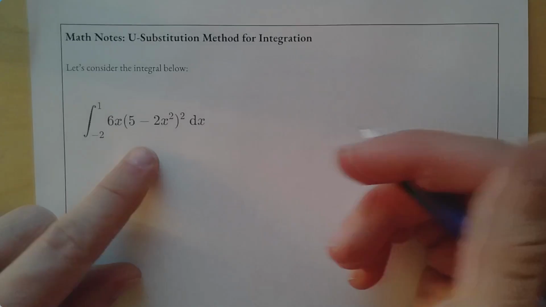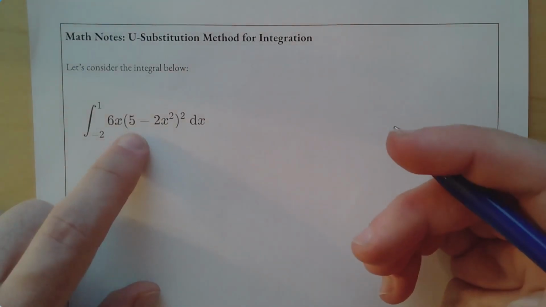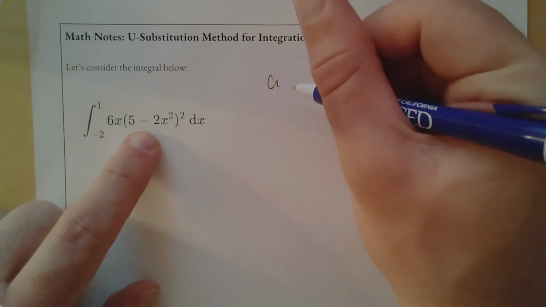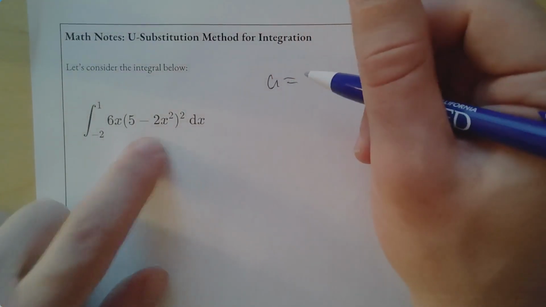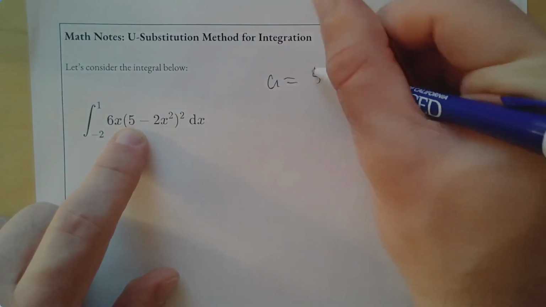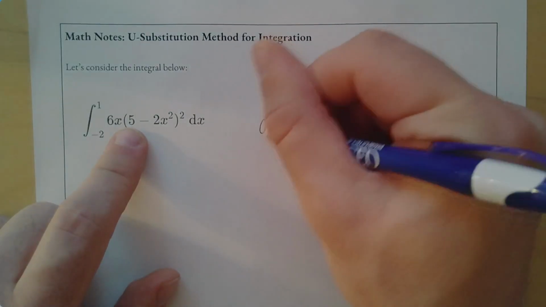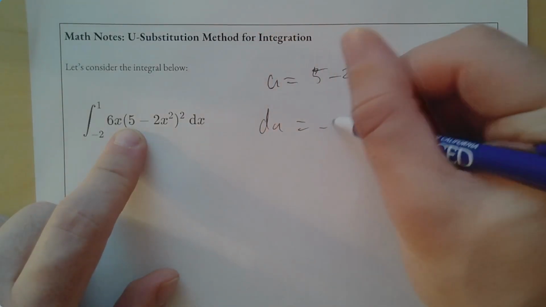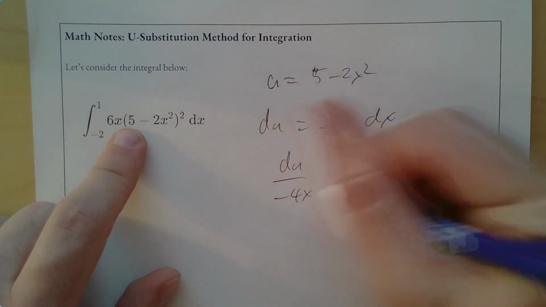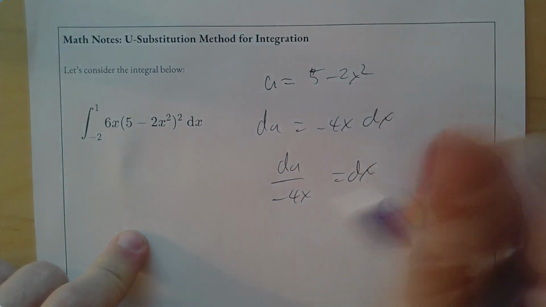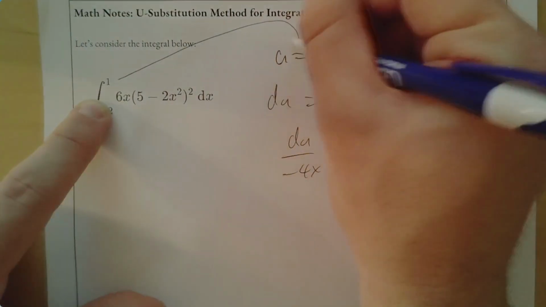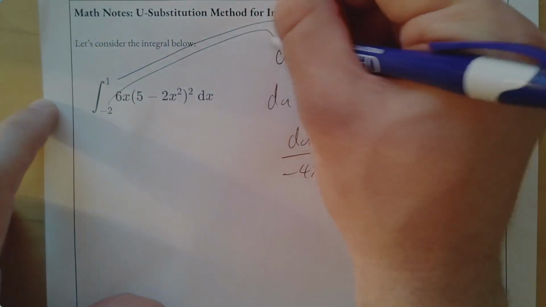So in this situation, a U-sub is helpful because we're able to simplify the function. You make the inside of a function u. So you have a big squared function, so the inside is 5 minus 2x squared. You get the derivative of that, du equals negative 4x dx. You get dx alone, so du over negative 4x equals dx. You sub it all in. Oh, in this case, you also got to put these, the 1 and the negative 2, into the u.